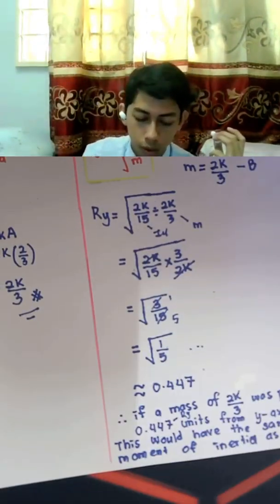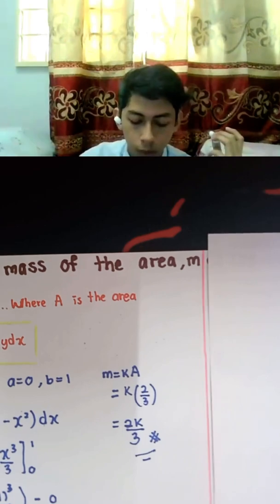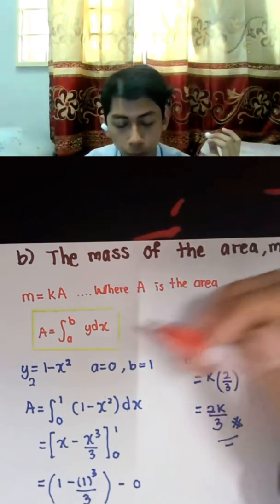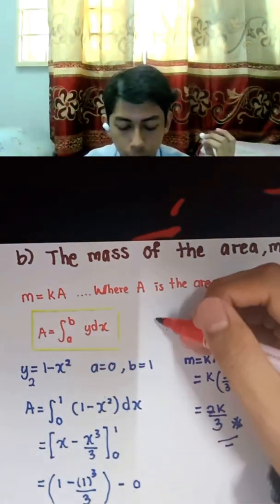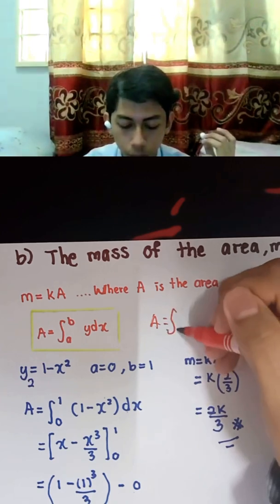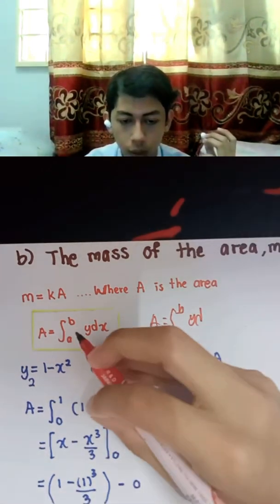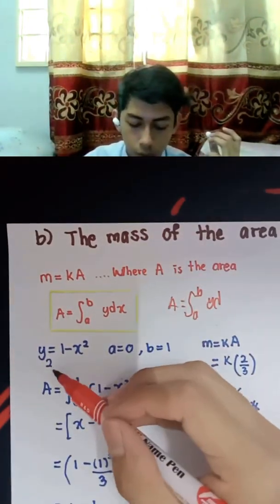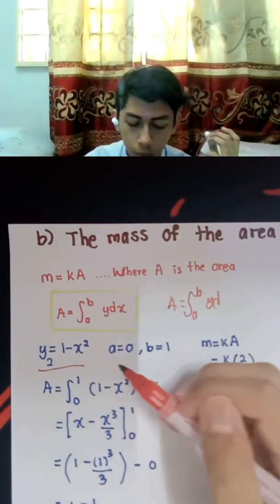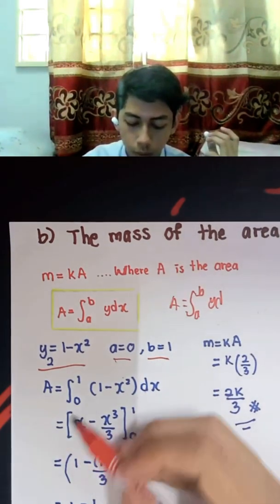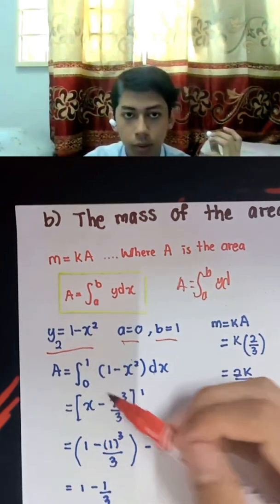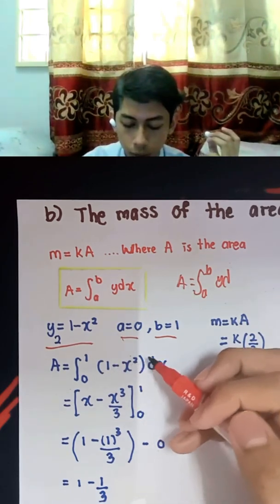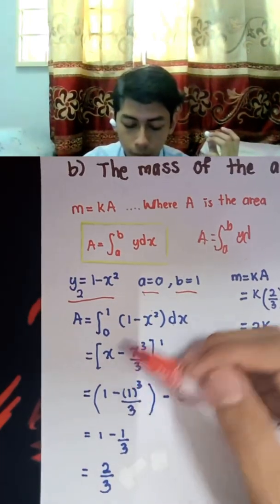Next we're going to do question B, which is the mass of the area M. M equals k times the area, so where is the area? We know that the area is equal to the integral from a to b of y dx, as shown from the formula here. This is our information: y equals 1 minus x squared, from a equal to 0, b equal to 1. We substitute the values into the formula and get the integration from 0 to 1 of 1 minus x squared.